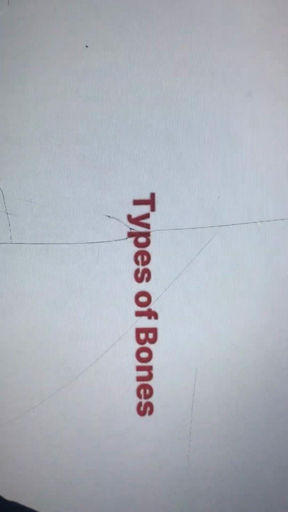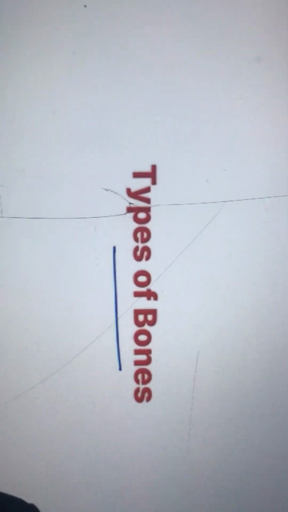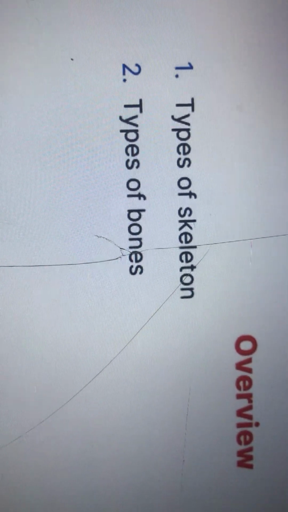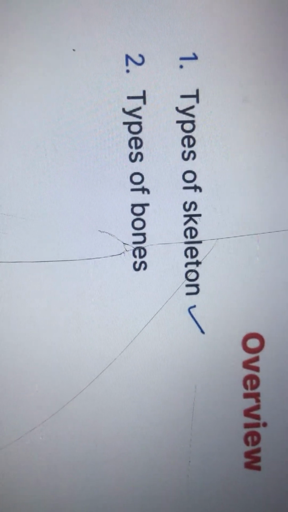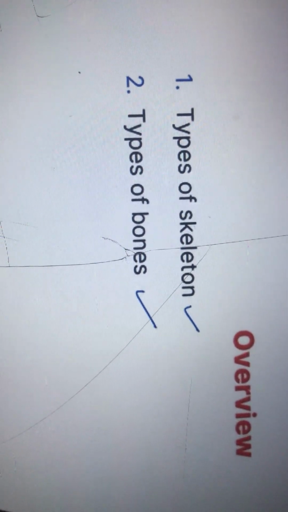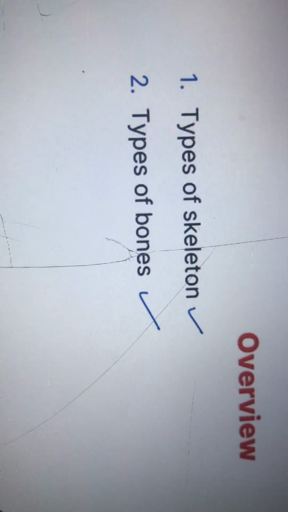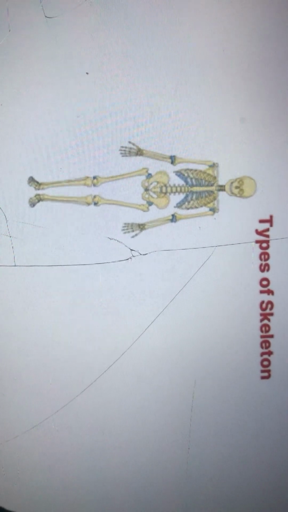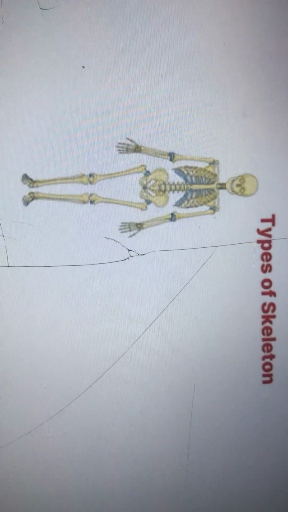We will learn in detail about the different types of bones present in the human body. We will discuss this topic under two headings. First, we will discuss the types of skeleton and the bones present in it, and then we'll talk about different types of bones classified based on their shape. First, let's try to understand how exactly the human skeleton is organized.